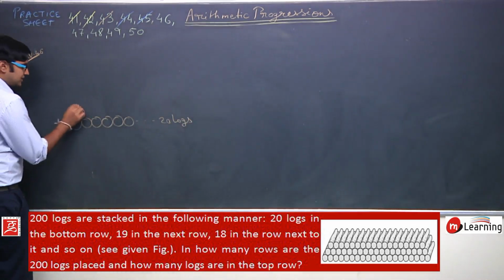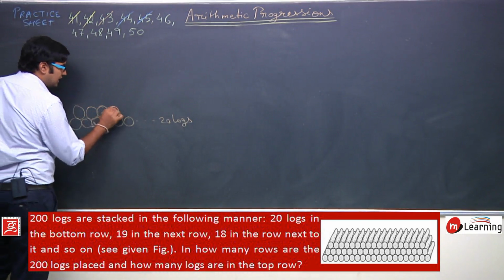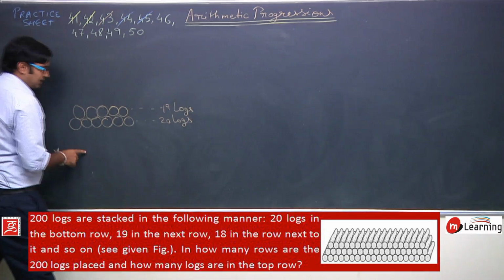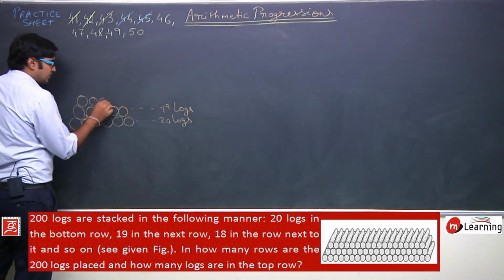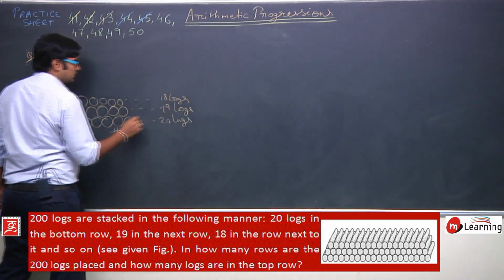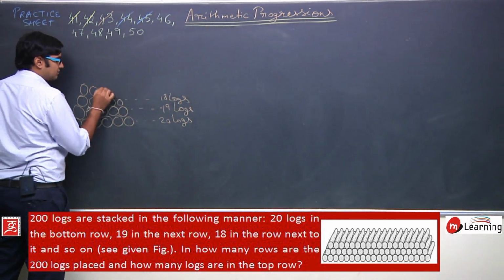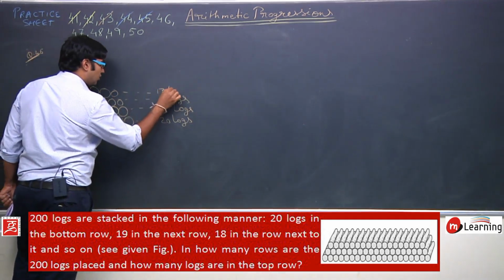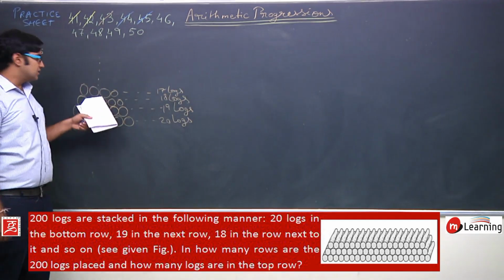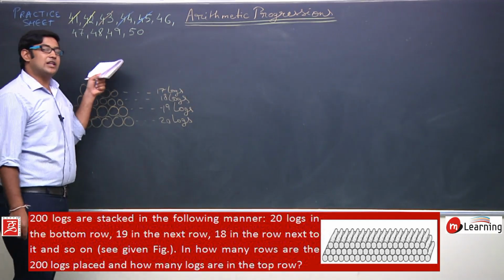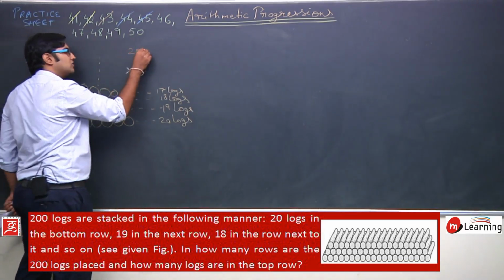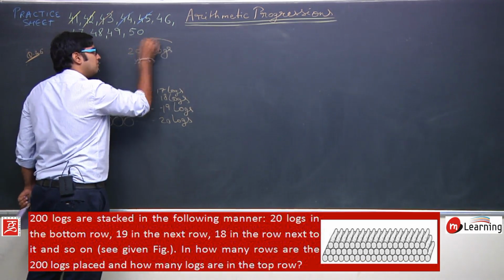And the row just above these logs contains 19 logs. Okay. And the row just above this contains 18 logs. The row just above it will contain 17 logs, and so on. Okay, so on. This pattern will continue till the point when all the 200 logs are placed.